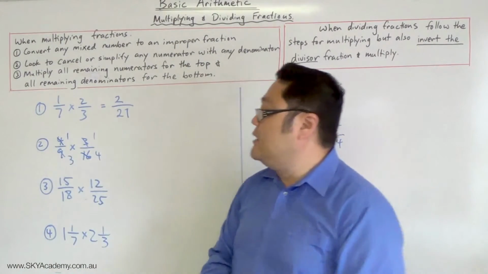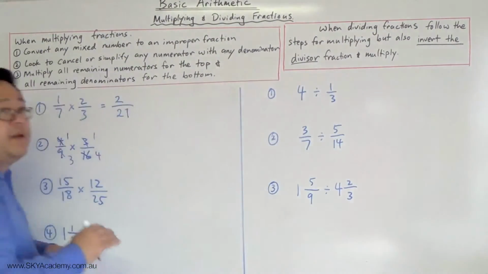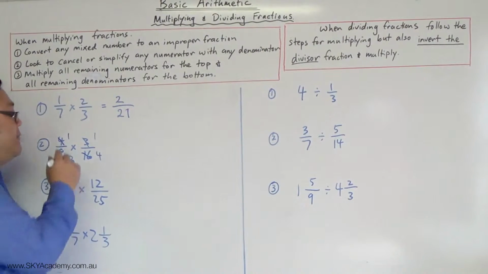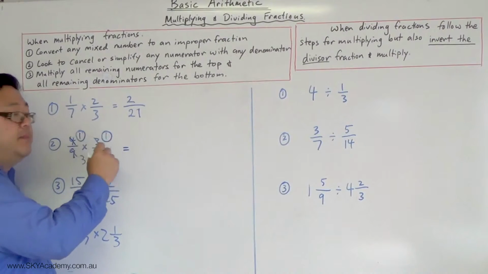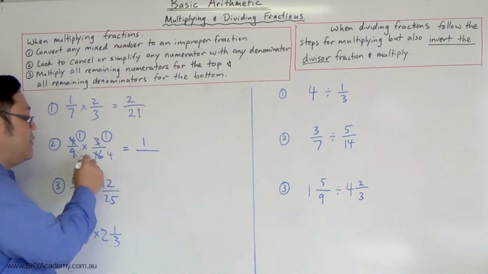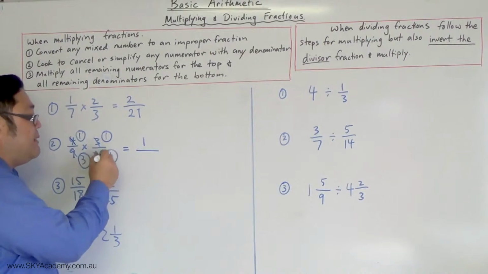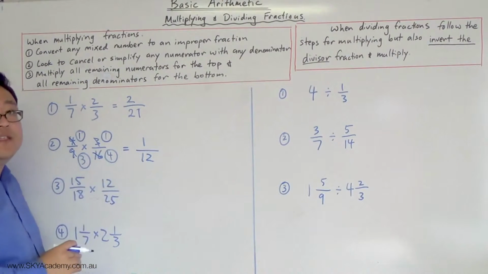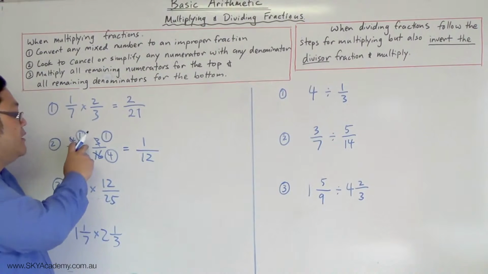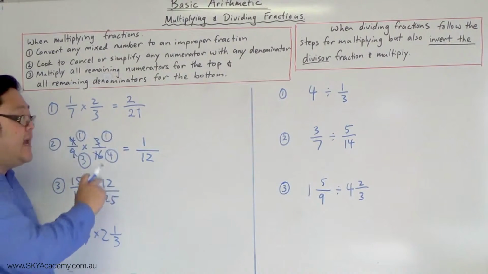And then we need to multiply. Let me come around this side because it's probably easier for me to write. 1 times 1, the remaining 2 top numbers, gives you 1. 3 times 4, the remaining bottom numbers, gives you 12. And that's how you do questions like this. You simplify where you can, and then you multiply.